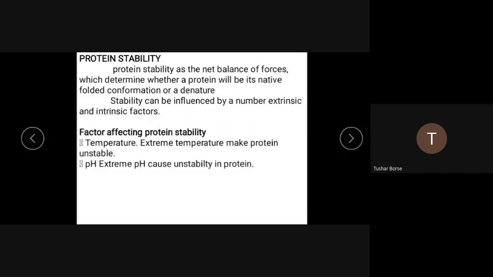Protein stability. Protein stability is a net balance of forces which determine whether a protein will be in its native folded conformation or denatured. Solubility can be influenced by a number of extrinsic or intrinsic factors. Many factors affect protein stability, which are as follows. First, temperature. At extreme temperatures, protein gets unstable. Extreme pH also affects protein solubility, and if pH gets extreme, it causes instability in protein.